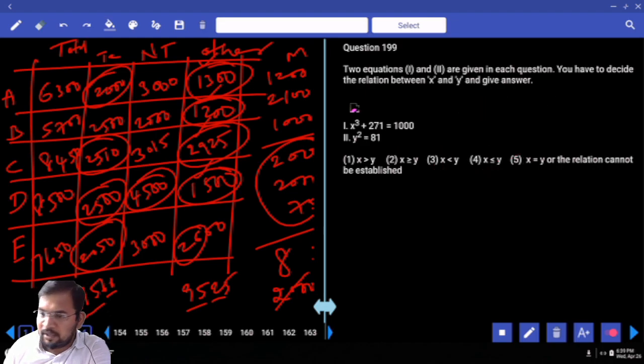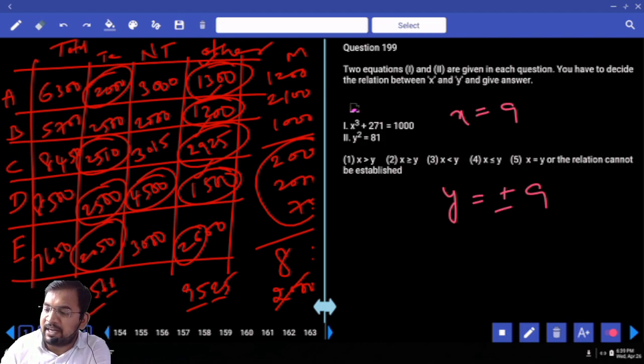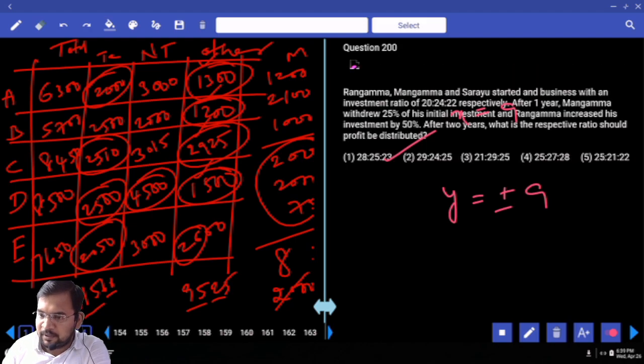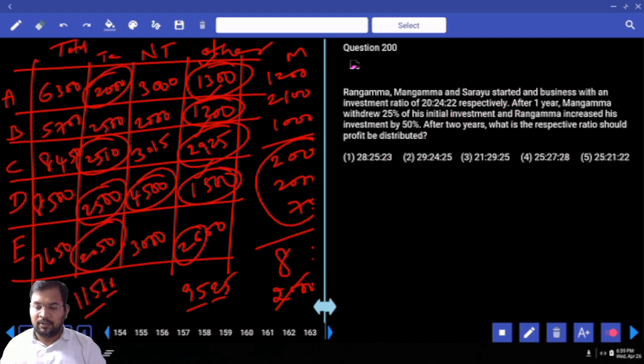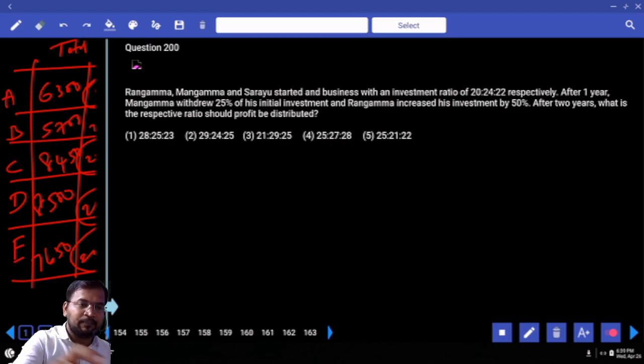Next, x cube is equal to 729. y square is equal to 81, so y is equal to plus or minus 9. x is always greater but sometimes equal. Next, see here.